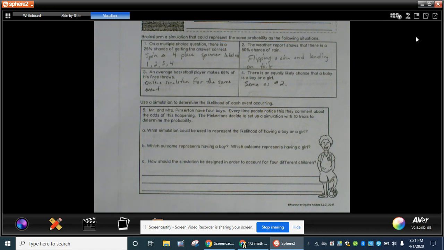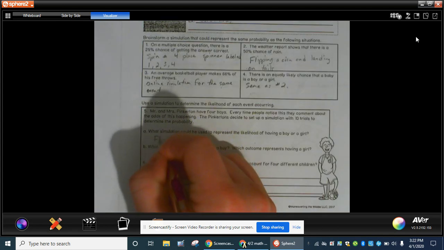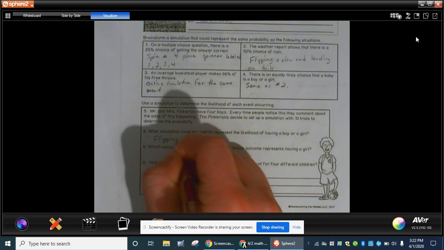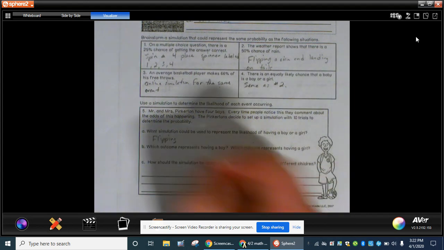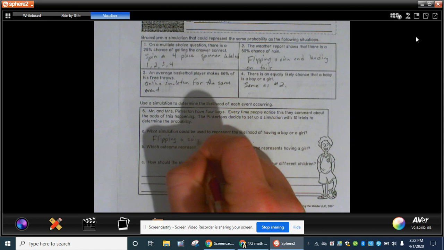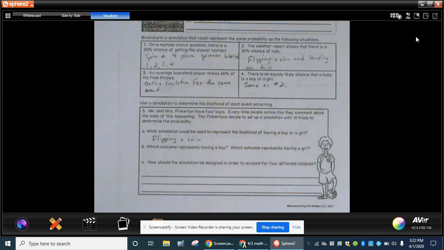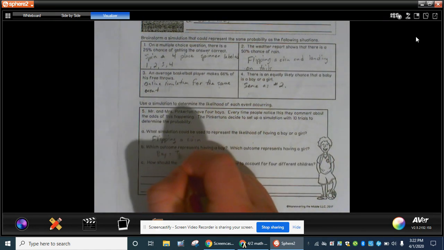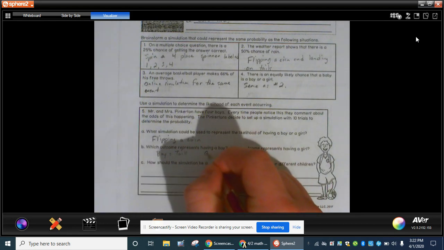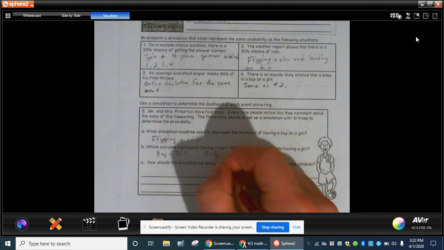So what simulation could be used to represent the likelihood of having a boy or girl? I'm going to say flipping a coin, because there's a 50% chance that it could be a boy and a 50% chance that it could be a girl. So flipping a coin would be our simulation. Which outcome represents having a boy? Which outcome represents having a girl? Well, I'm going to say that a boy would equal tails and a girl would equal heads.